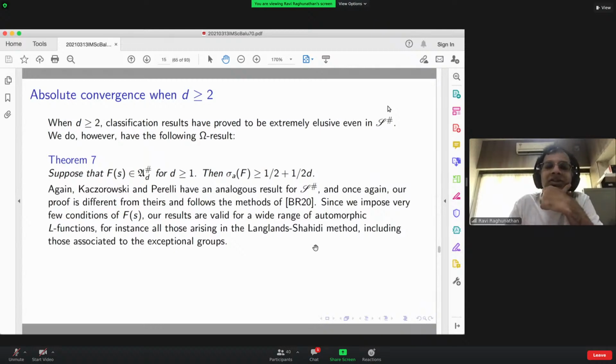Since we impose very few conditions on F(s), our results are valid for a wide range of automorphic L functions. For instance, all those arising in the Langlands-Shahidi method, including some very exotic L functions associated with the exceptional groups, about which one knows very little, except that they have meromorphic continuation with a finite number of poles and a functional equation. Because we are not imposing any restriction on the abscissa of absolute convergence, such a result will be valid in those cases also. So it is a large class, and of course valid for L functions of modular forms of half integral weight, Siegel modular forms, etc. Okay.